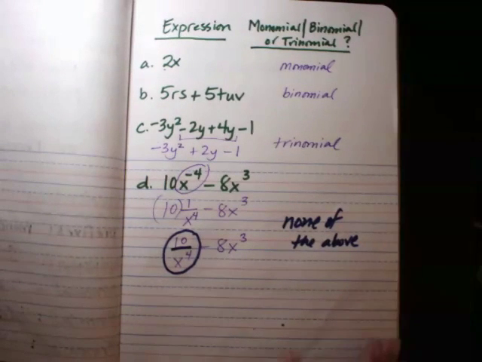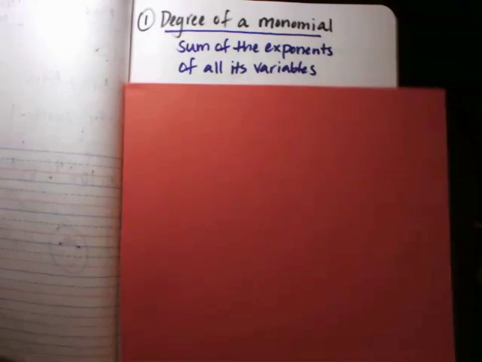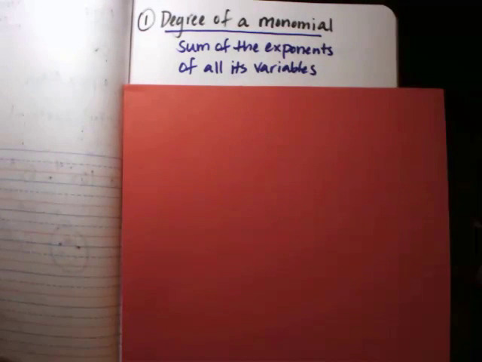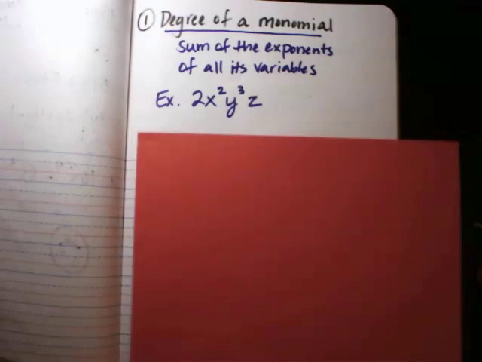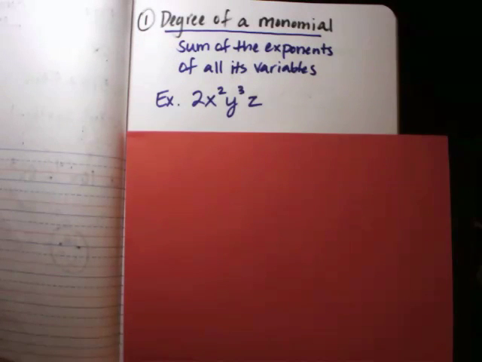Okay, reviewing a few more things. First thing we said we were going to focus on is the degree of a monomial. A degree of a monomial is the sum of the exponents of all its variables. So let's take a look at the first example. You have three variables here, x, y, and z. And we said the degree represents the sum of all of the exponents of the variables.